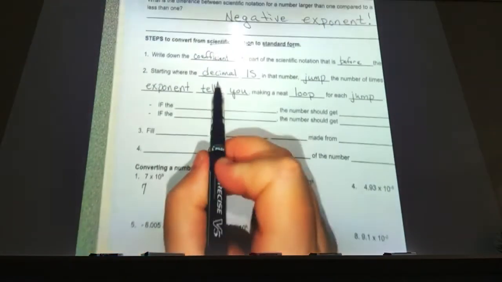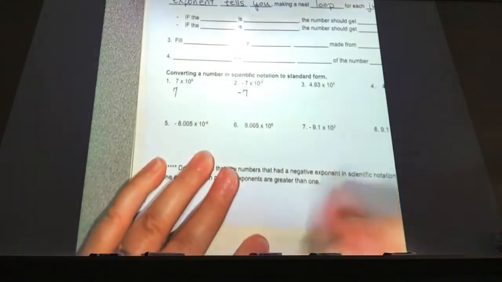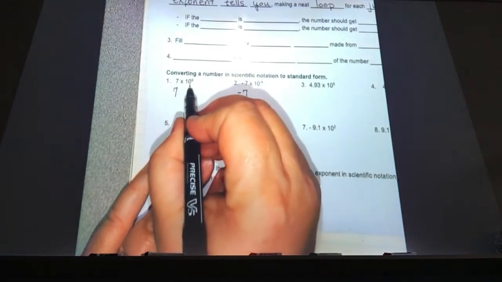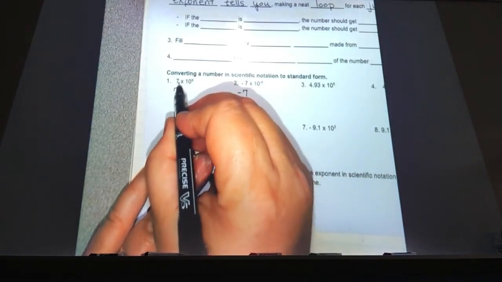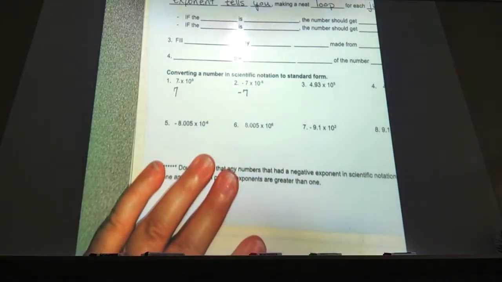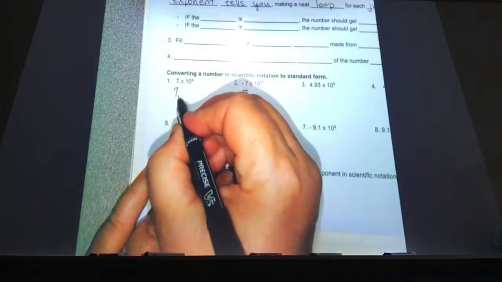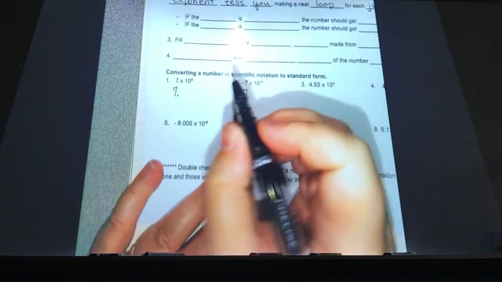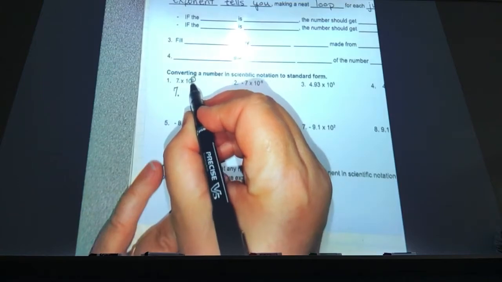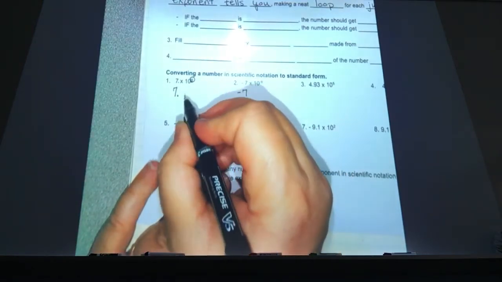Where is the decimal? Here. I don't see any decimal. That's because it's invisible. It's right there after the 7. So here's where the decimal is. I have to make this many jumps. In this case, it's 9. And for each jump, I'm going to make a nice, neat loop.